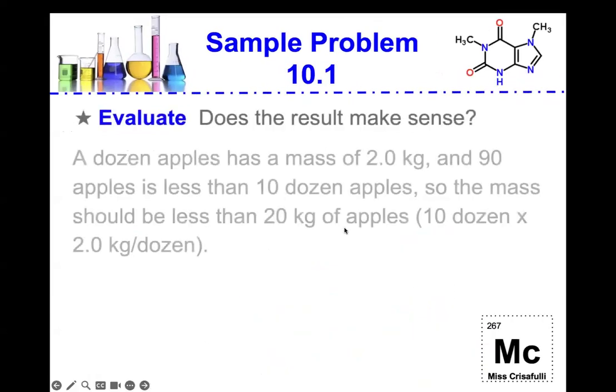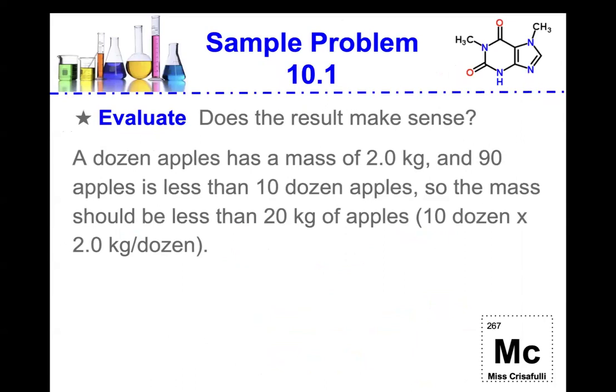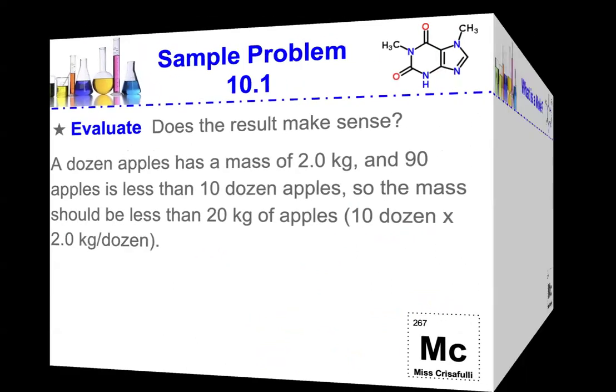Does the result make sense? A dozen apples has a mass of about 2 kilograms. If we have 90 apples, it's less than 10 dozen apples, so the mass should be less than 20 kilograms of apples, because 10 dozens times 2 kilograms per dozen equals 20.